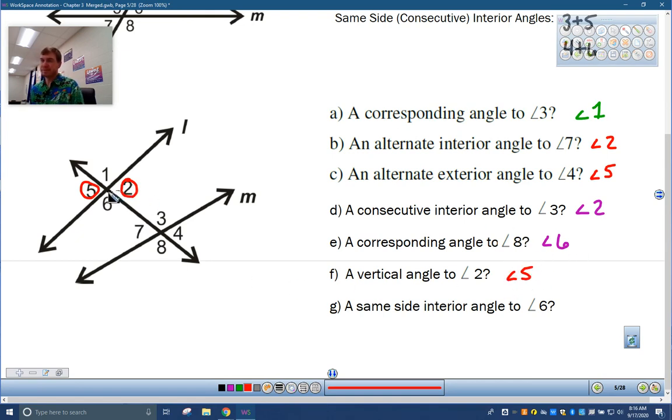Same side interior to angle 6. Here's angle 6. We want to stay on the same side of the transversal, and we want to stay in the interior. That is angle 7. So that's a little bit of practice of identifying that relationship. It's very important that we know that for the upcoming lessons.